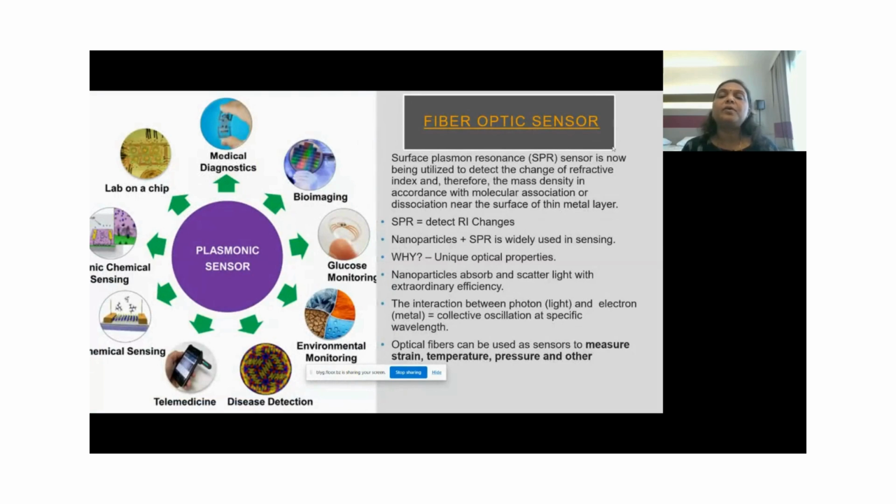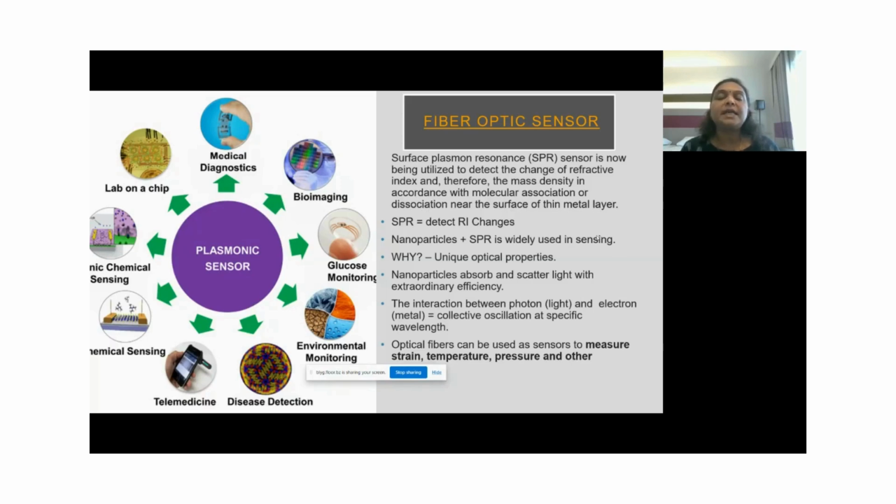Today, we are focusing on a fiber optic sensor working as an SPR, surface plasmon resonance sensor, which is now being utilized to detect changes of refractive index. Therefore, the mass density in accordance with molecular association, or the reaction on the surface of a thin metal layer, can be seen. SPR is able to detect refractive index changes, and with the deployment of nanoparticles together with the SPR, it is widely used in sensing. The reason this device works with unique optical properties is the deployment of nanoparticles on SPR.